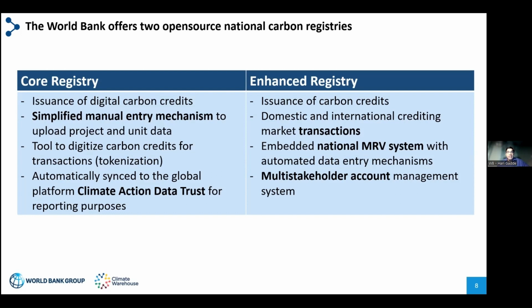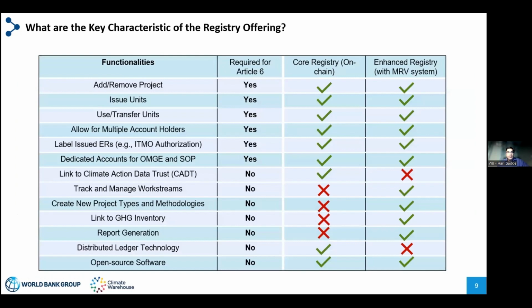And of course, it's also easy for the enhanced registry to manage the multi-stakeholder accounting process. And then, in the core registry, it's fully manual entry, where the countries can just enter the information related to the units, just like what is needed for tracking purposes. Next slide. Yeah, this just gives the comparison of some of the functionalities, what the core registry can support and what the enhanced registry can support. Yeah, next one.